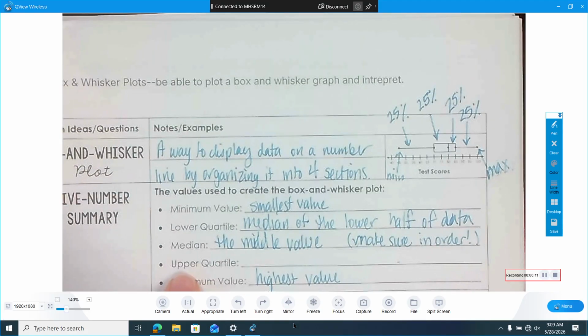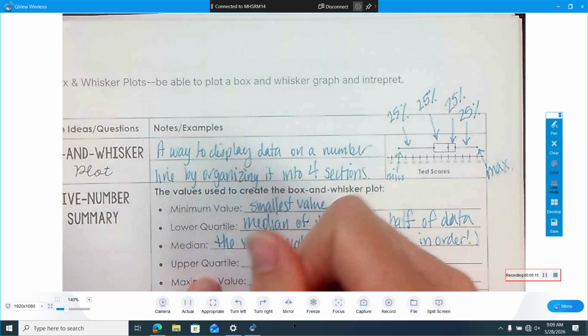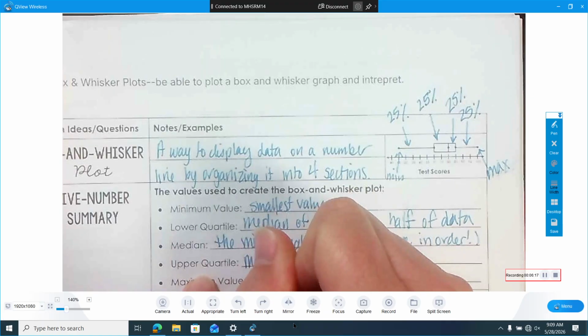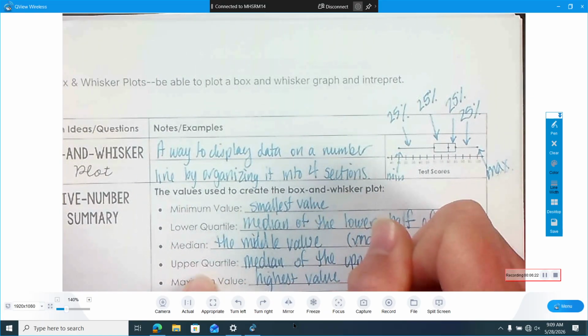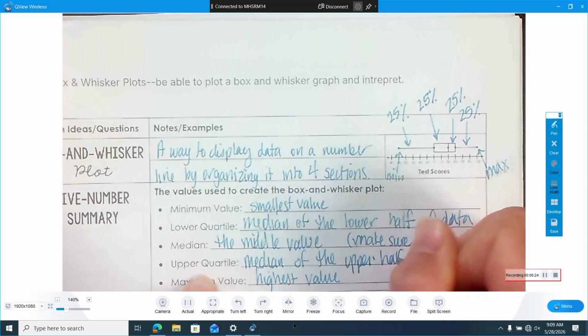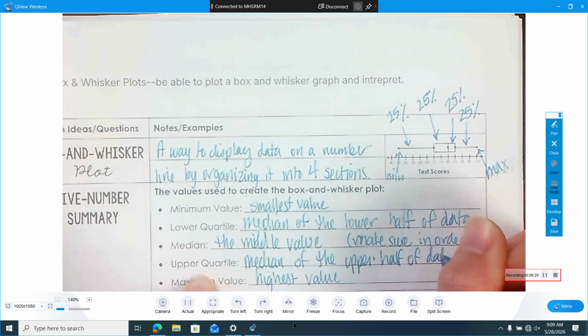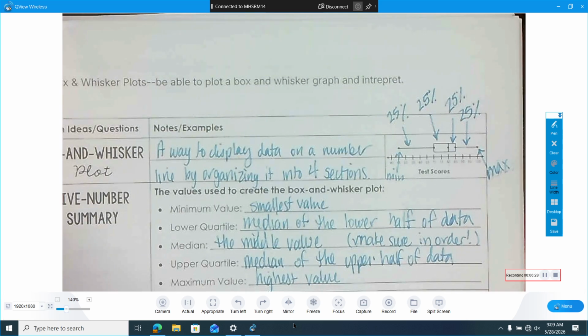And then what do you suppose the upper quartile is? The median of the upper half. That's exactly right. It is the median of the upper half of the data. So again, we look just at the top half and say, hey, where's the middle? All right, and that's how we get our 5 critical numbers there.